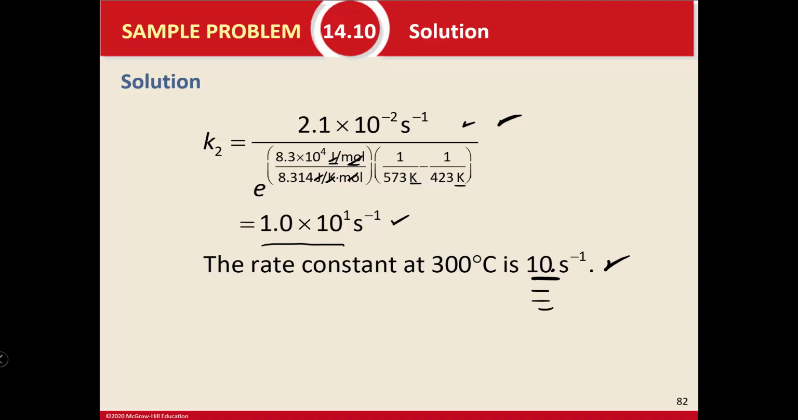All right, that's where we're going to stop today. This is part 3 of chemical kinetics. The next lecture will be on reaction mechanisms and catalysts, and that'll finish chapter 14 in the McGraw-Hill book, and then we'll move on from there.